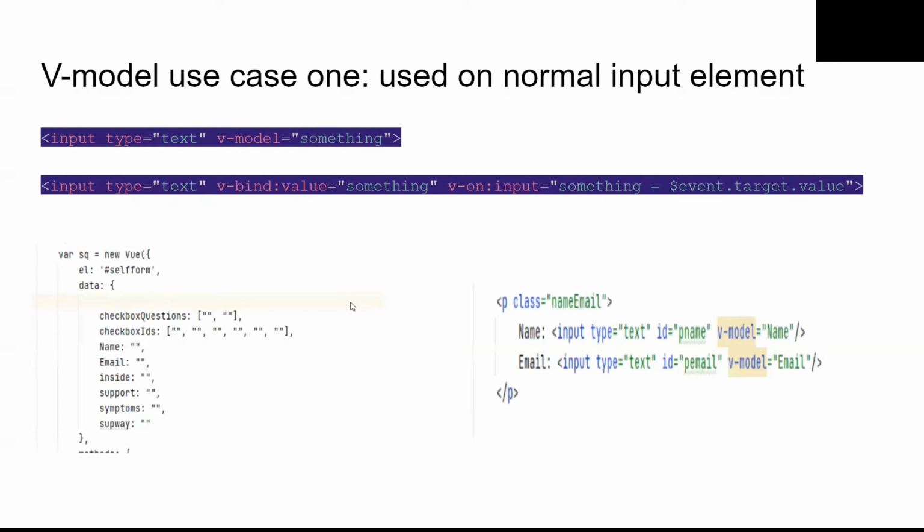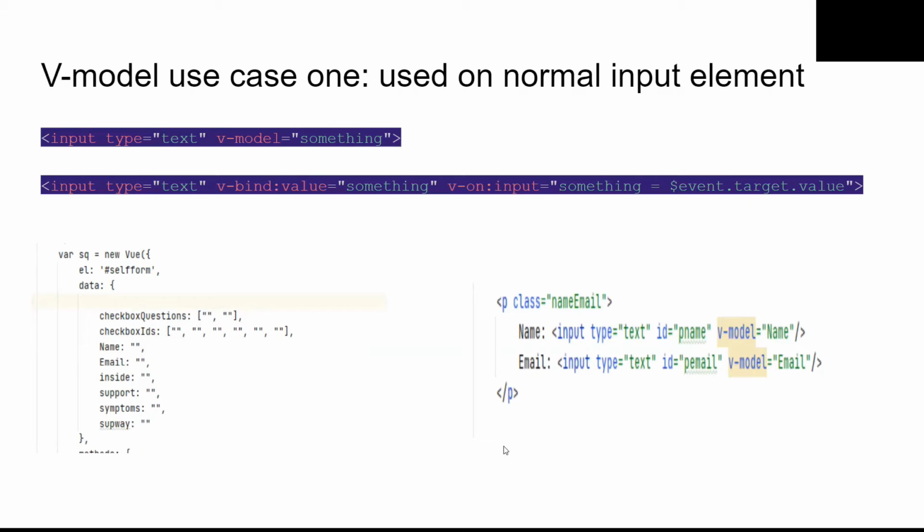Since Vue model is a syntactic sugar, these two lines of code are equivalent. What Vue model is doing is first binding the value of this element to something, which is also linked to the Vue instance data part. And then once the input element is changed, value is changed, it will trigger the method called input target value, will update the value of something and also update to the data part.